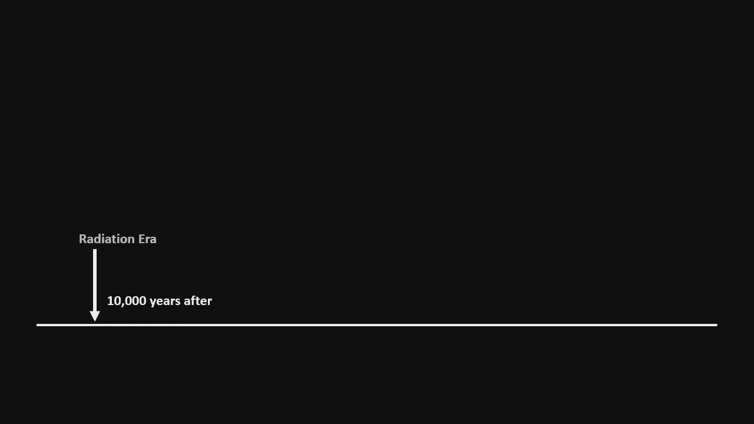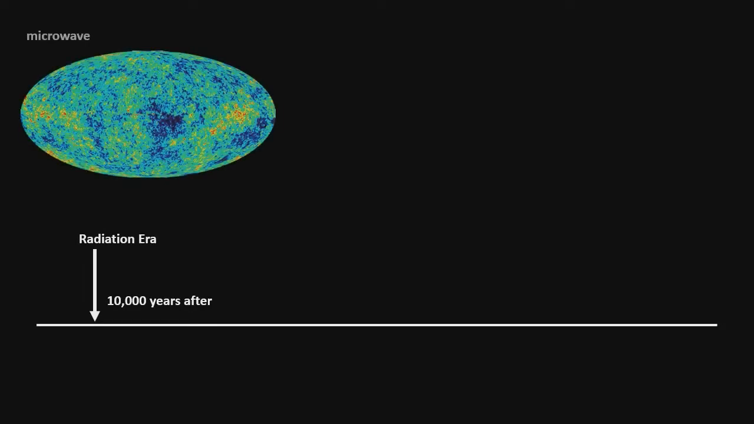Ten thousand years after is what we call the radiation era. The radiation era is the evidence of microwaves, X-rays, and ultraviolet waves found in our universe. This is also known as CMB. CMB, or cosmic microwave background, represents the heat that is left over from the Big Bang. These are the radiations and photons.